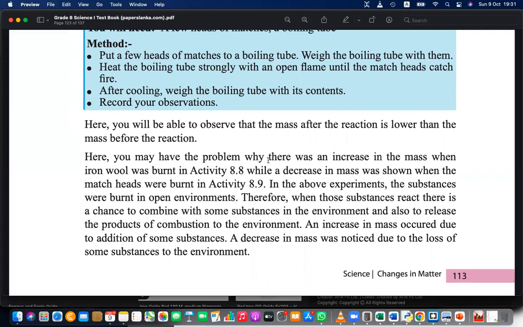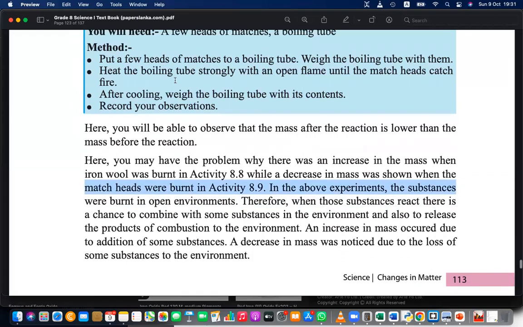So here, why was there an increase of mass when iron wool was burned? And when the heads of matches were burned, why is the mass less? Why does the mass decrease?